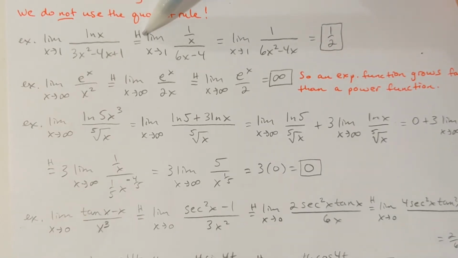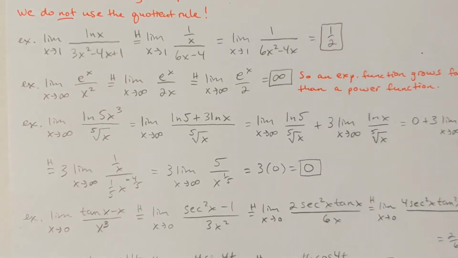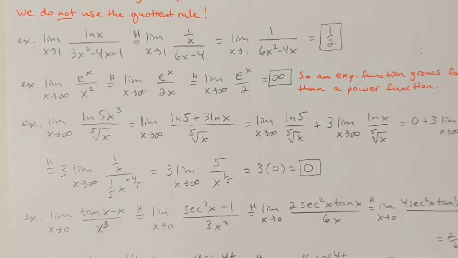Now, this h above the equal sign is notation that you'll see in the book to indicate that at this particular point in the calculation, we're going to use L'Hopital's rule. You can use that if you want or not. It doesn't matter. I'll be using it just to show you, at this particular step, we've used L'Hopital's rule. Okay, so I'm going to use that.